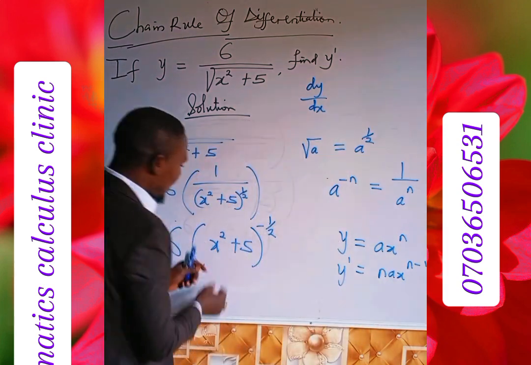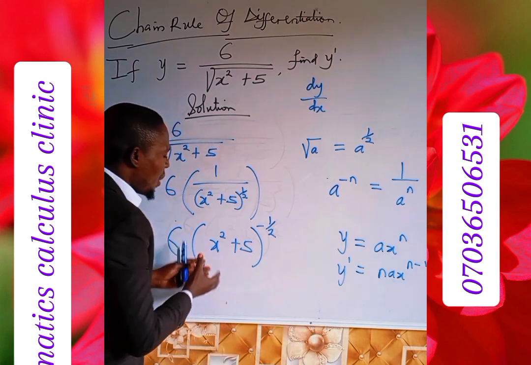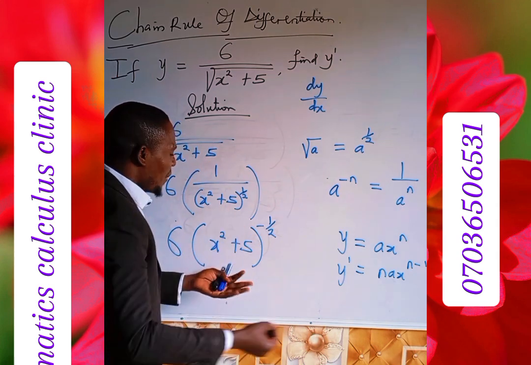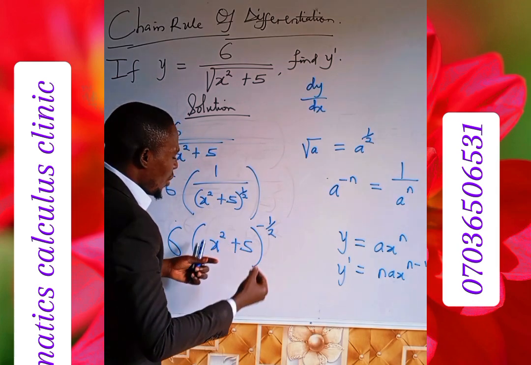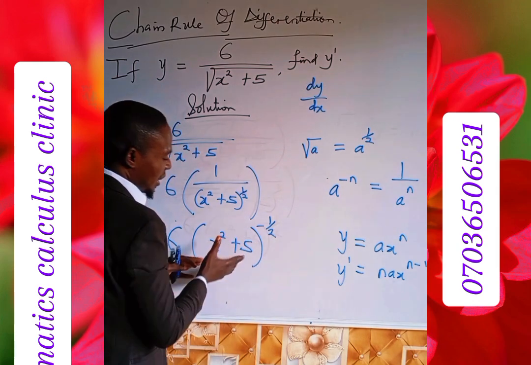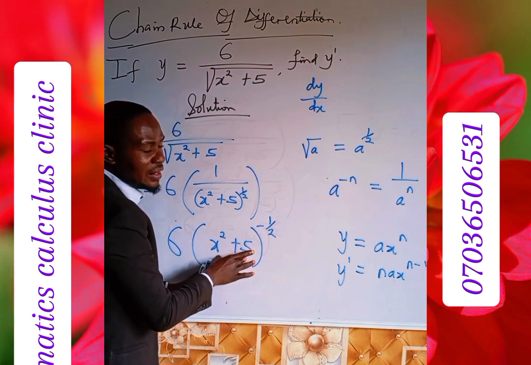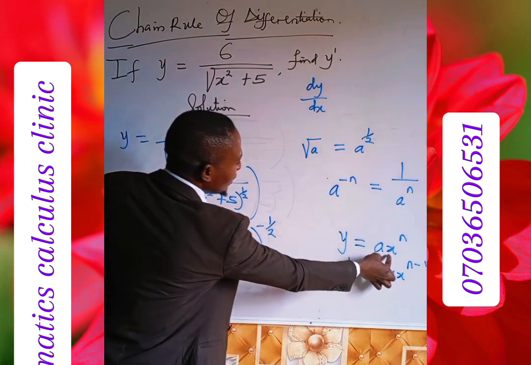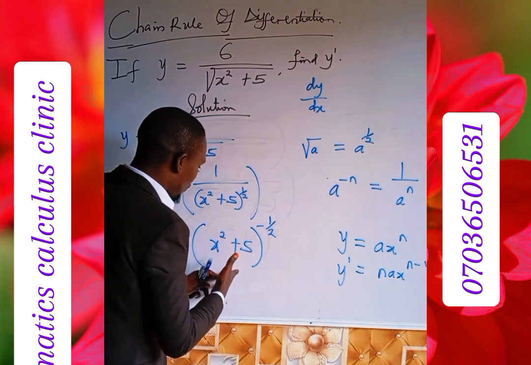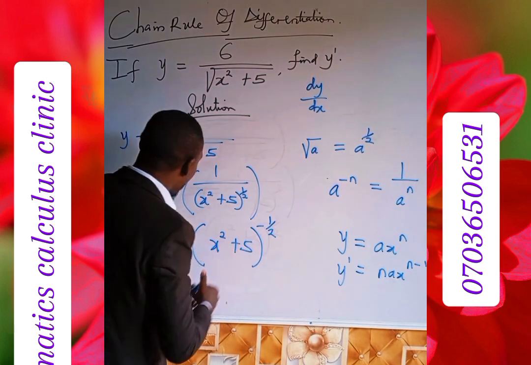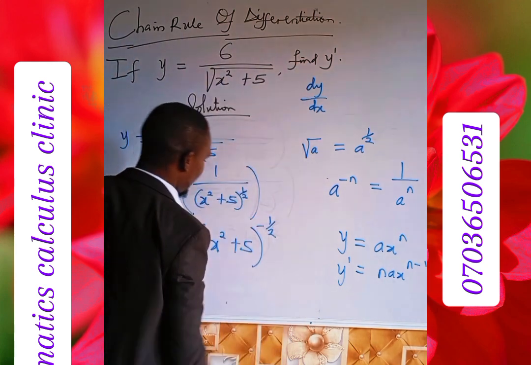But when it is binomial, what do I mean by binomial? When you have a sum or difference of two terms, such is called what? Binomial expressions. So look at this now. We have two terms here as the base, so we can't apply this law directly. So we apply chain rule. Chain what? Rule. That is why the topic says chain rule of differentiation.